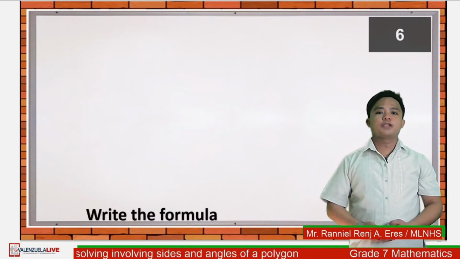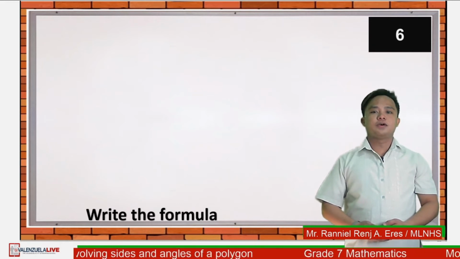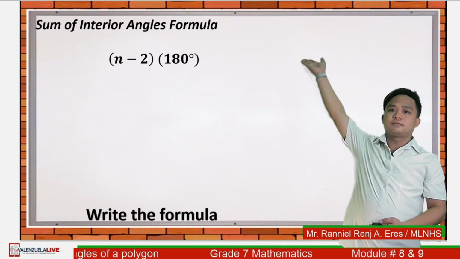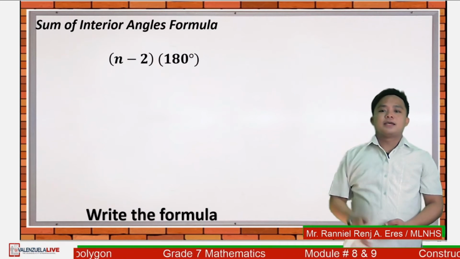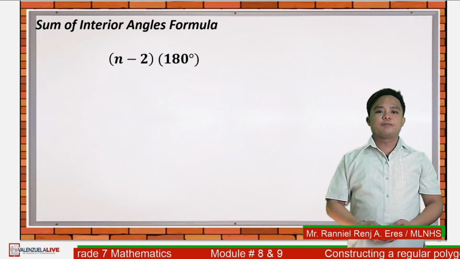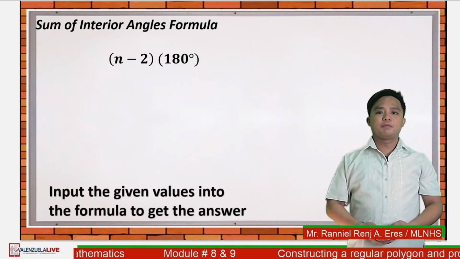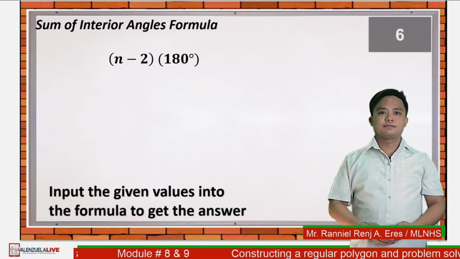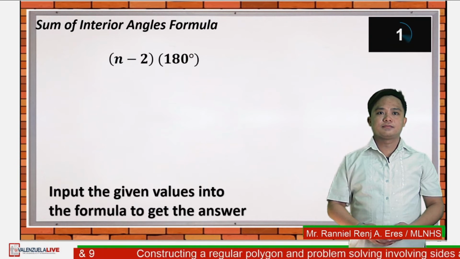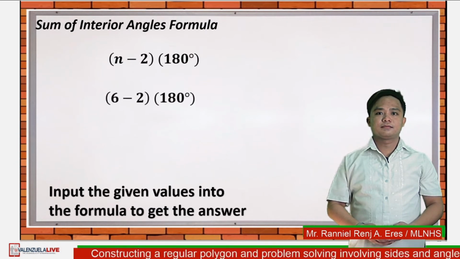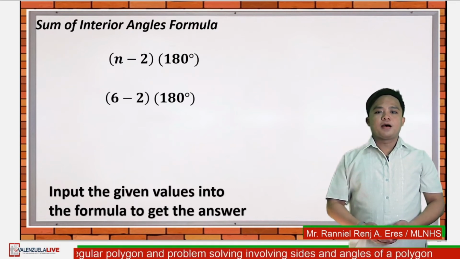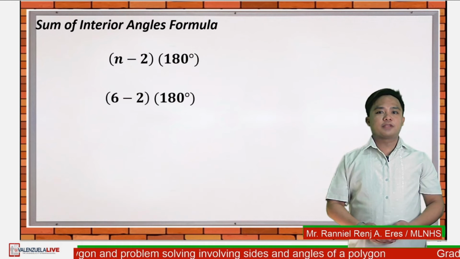So we are looking for the sum of measurement of all interior angles. So we will use this formula. Since a piatos chip is a hexagon, then it has 6 sides. Therefore, we will interchange the value of n by 6. And lastly, if we will simplify, what would be our answer? I will give you 10 seconds to answer.